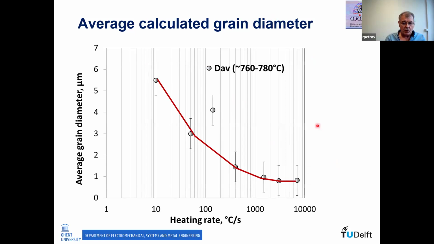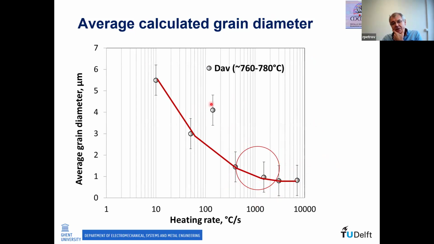And what is very important, and luckily so, is that we have one quite safe zone here in which the grains are refined without the necessity to go to extremely high heating rates above 1000. Here is 1000, and then you have here 2000, 3, 4, yeah, 7000.